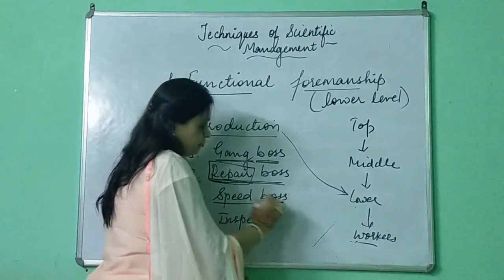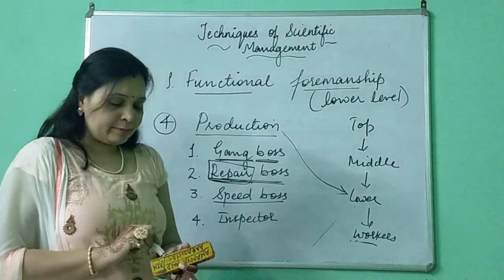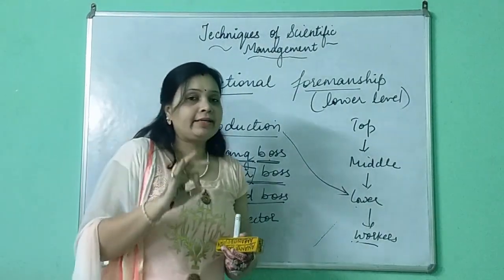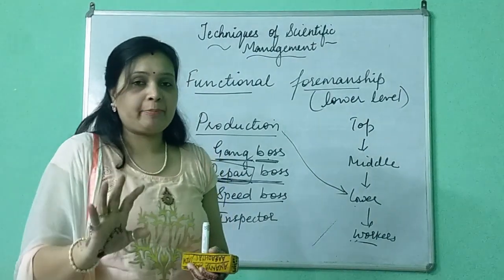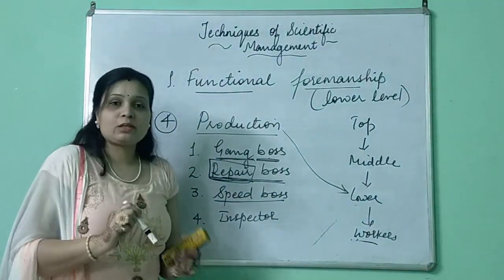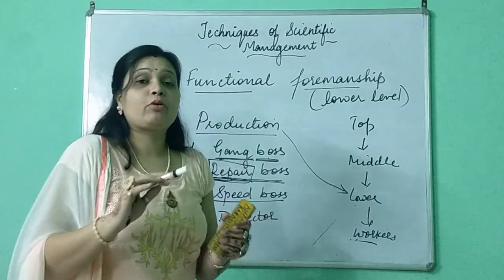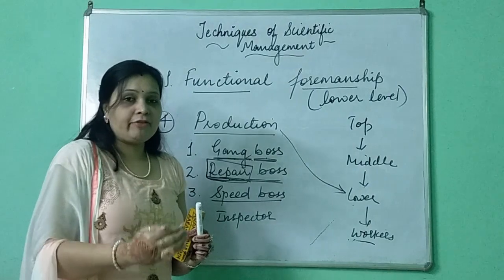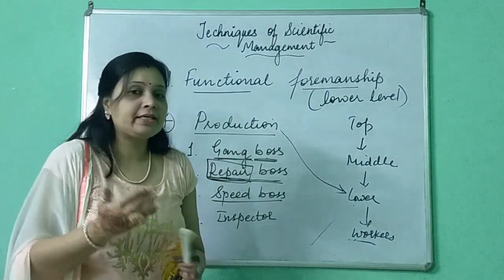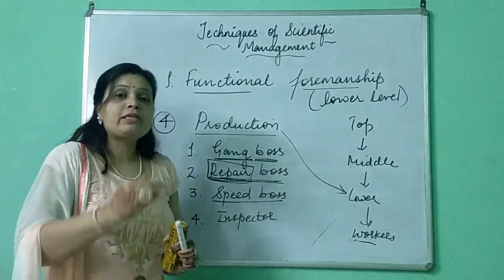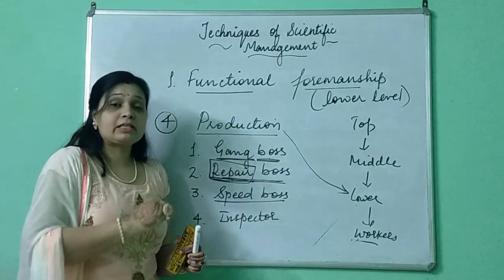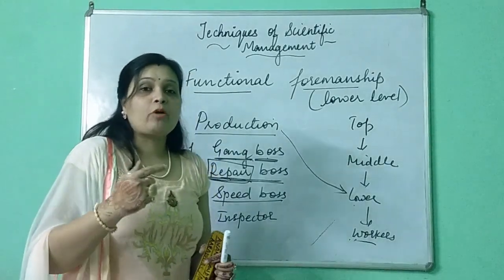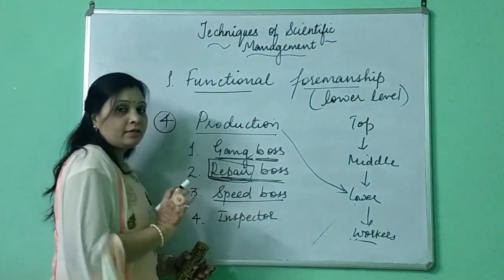Next is speed boss. What does speed boss do? The time and cost clerk has given a particular time that this work should be completed in this and this time. So the speed boss checks whether the work is done in that particular time or not, because if the time is not followed, if they are taking much time, it means their speed is less, they are working very slowly. So he is the person who will look after it, who will see that the work is done properly. Okay, so speed boss checks the speed of the workers.